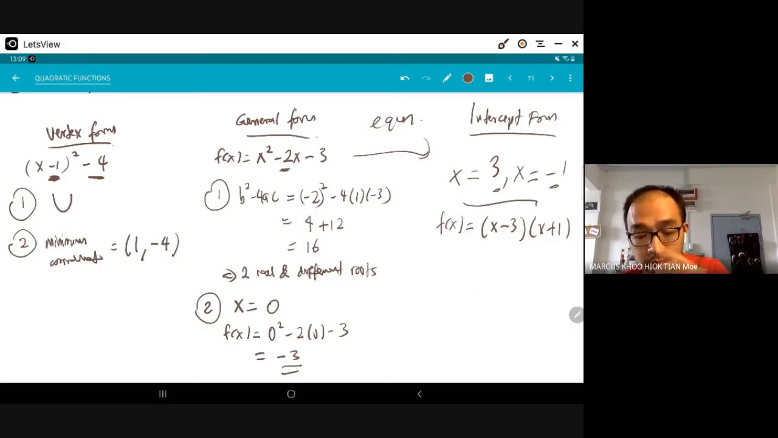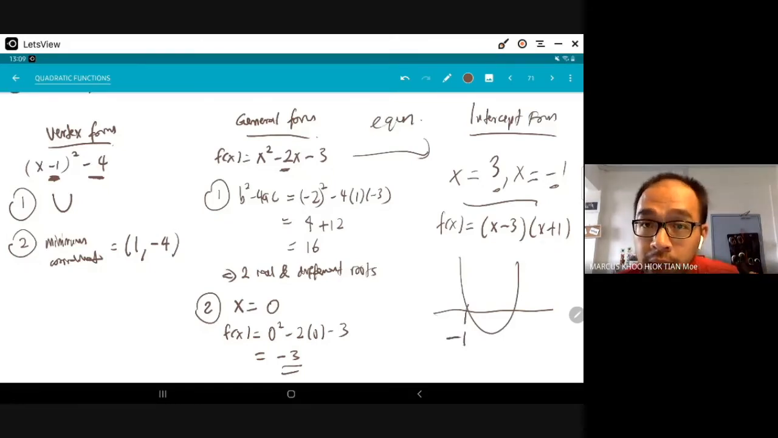Okay, so that means this will give us the 2 points where it cuts. This is a minimum graph. So like this, the left side is negative 1. Obviously the left side is negative 1. Don't put 3 on the left side. Okay, left is negative 1, right is 3.